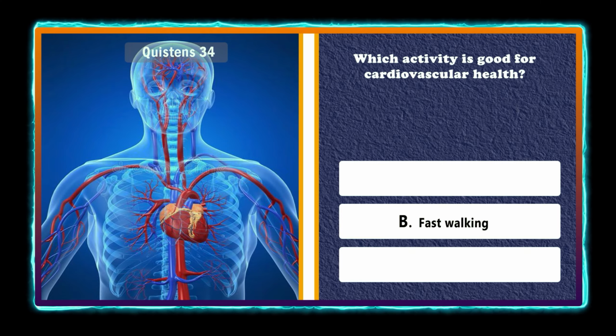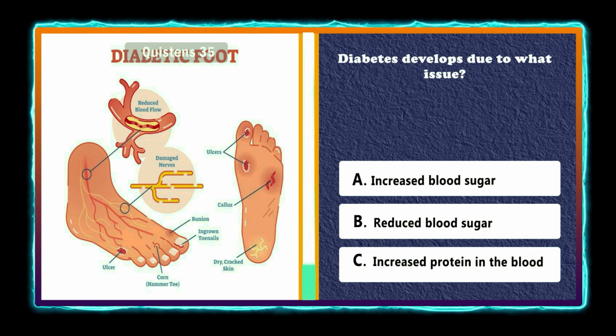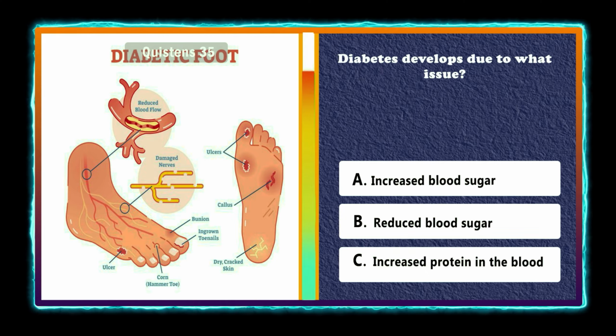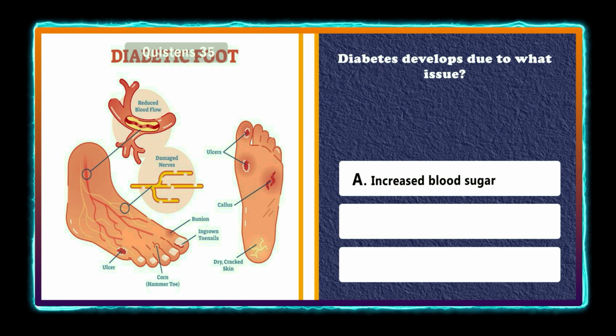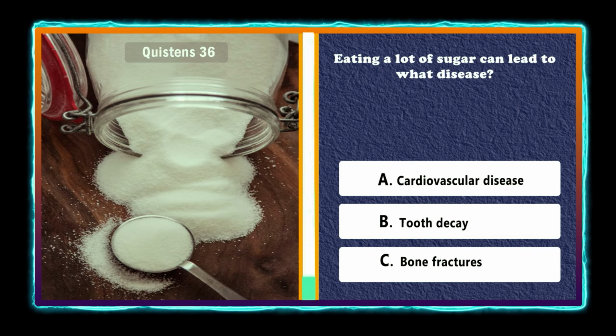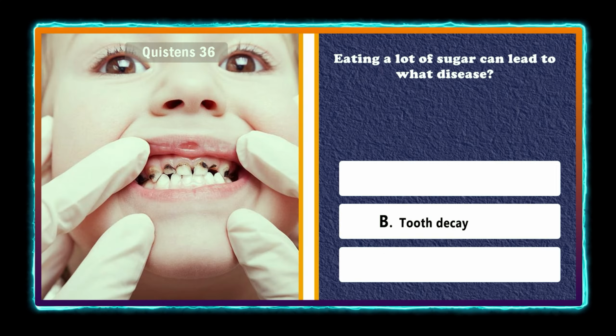Fast walking. Diabetes develops due to what issue? Increased blood sugar. Eating a lot of sugar can lead to what disease? Tooth decay.